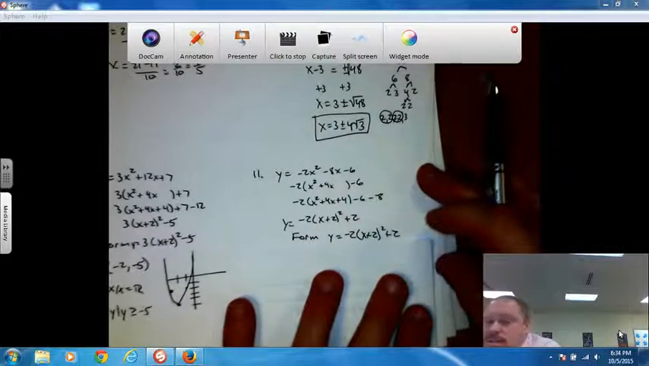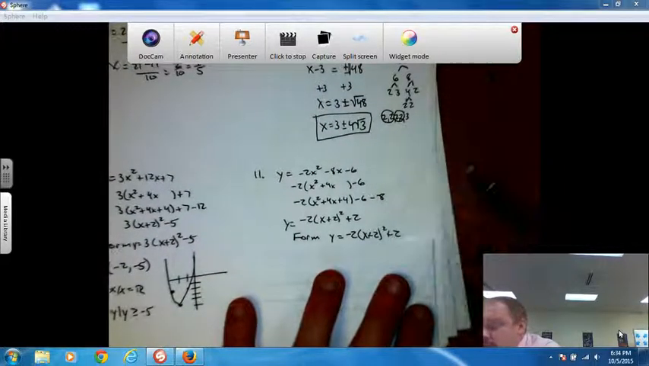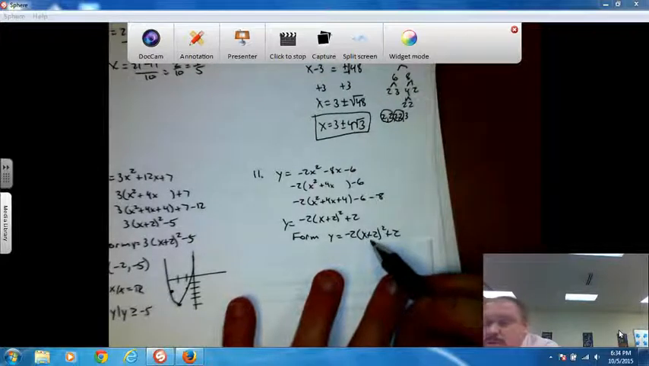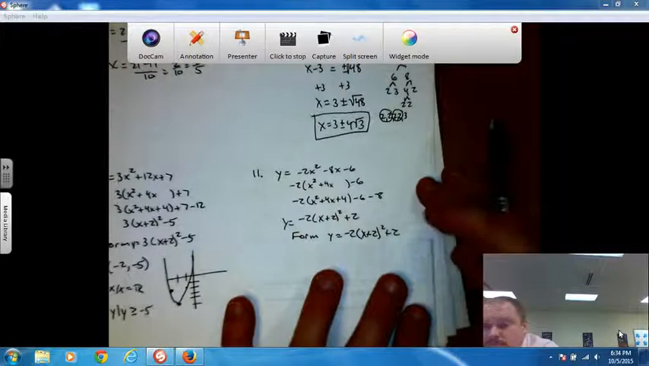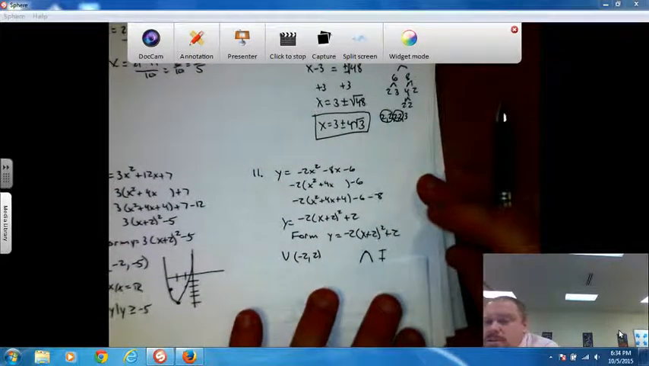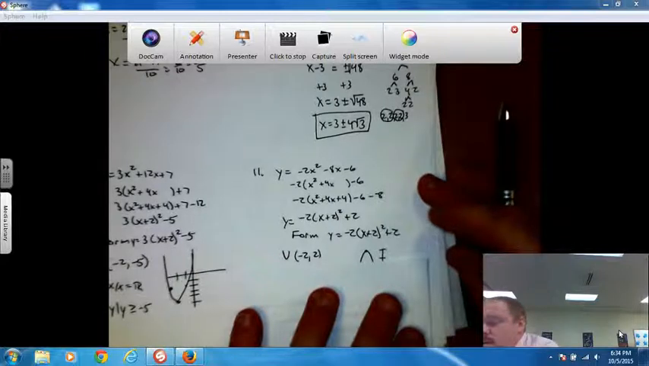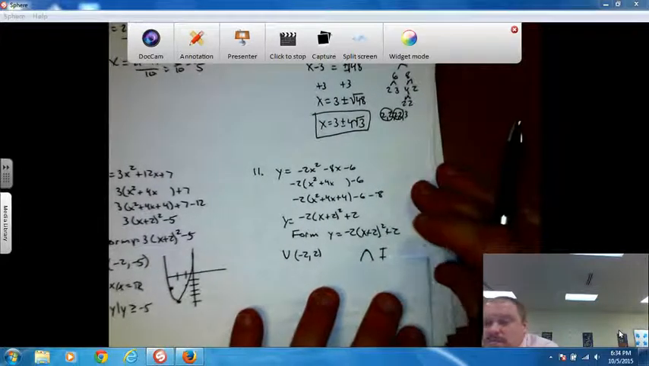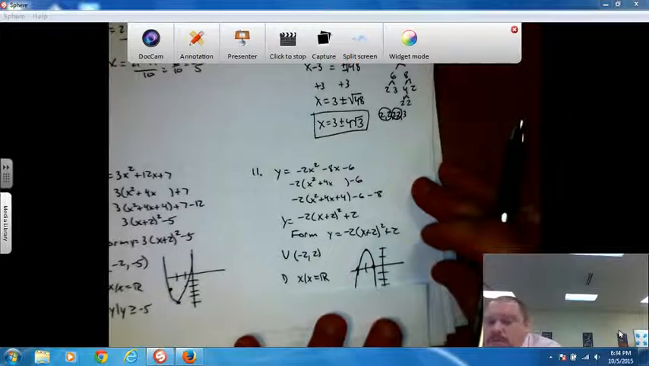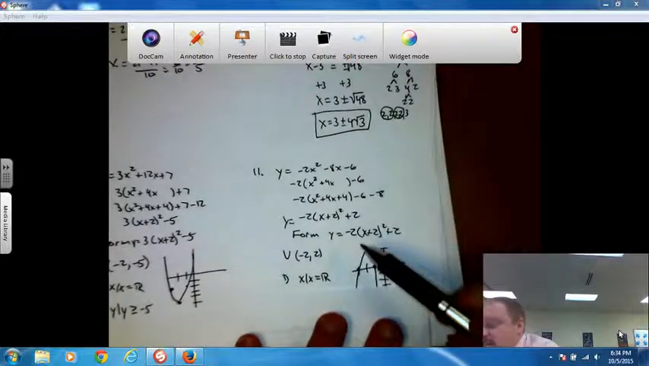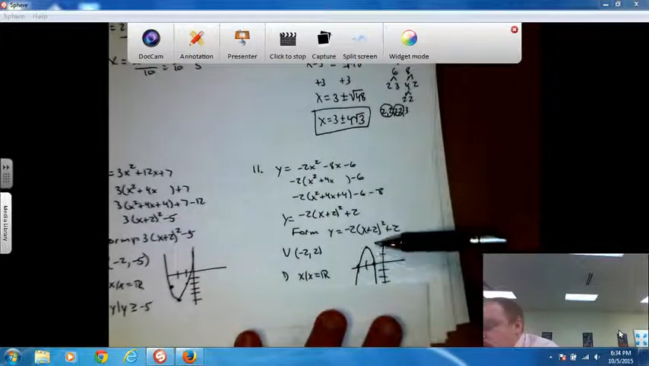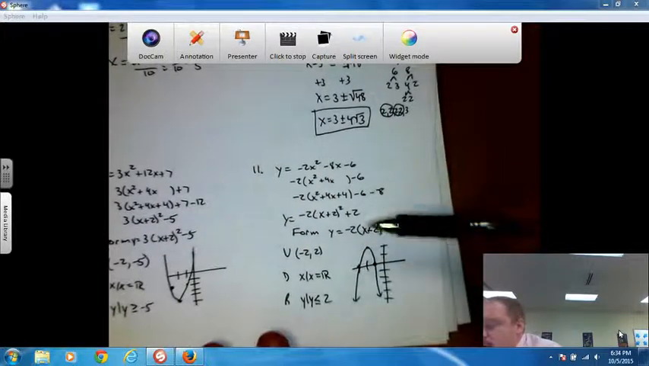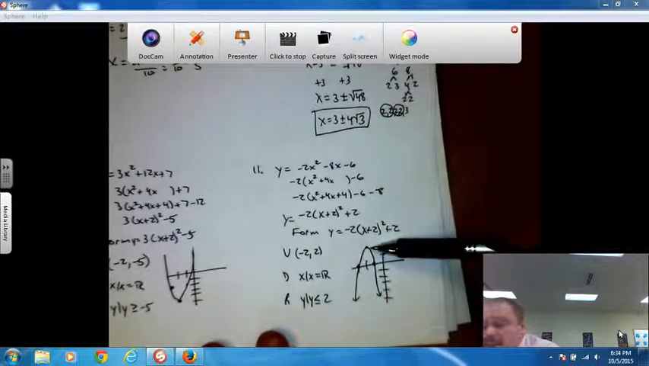By looking at this, I know that my vertex is at the opposite of this sign, so it's actually at negative 2, and then up 2. So my vertex is at negative 2, 2. The domain, every x value works, so the domain is all real numbers. And because that first number is negative, that means it opens down. So since that top y value is 2 and it goes down from there, my range is y such that y is less than or equal to 2.